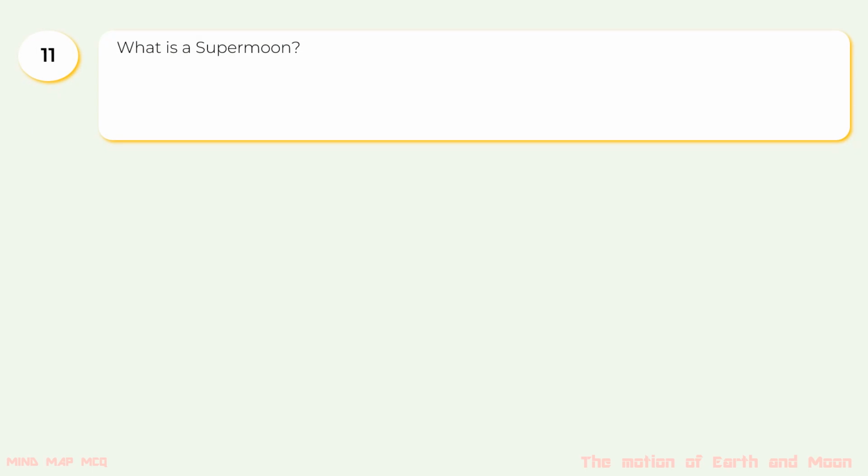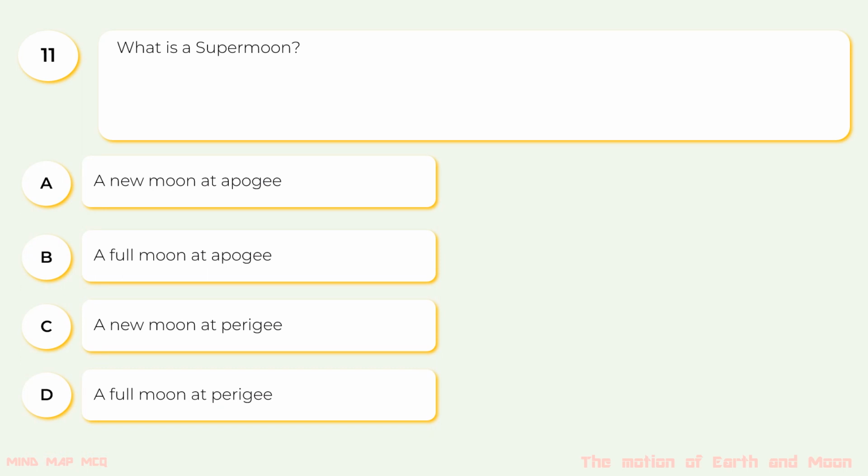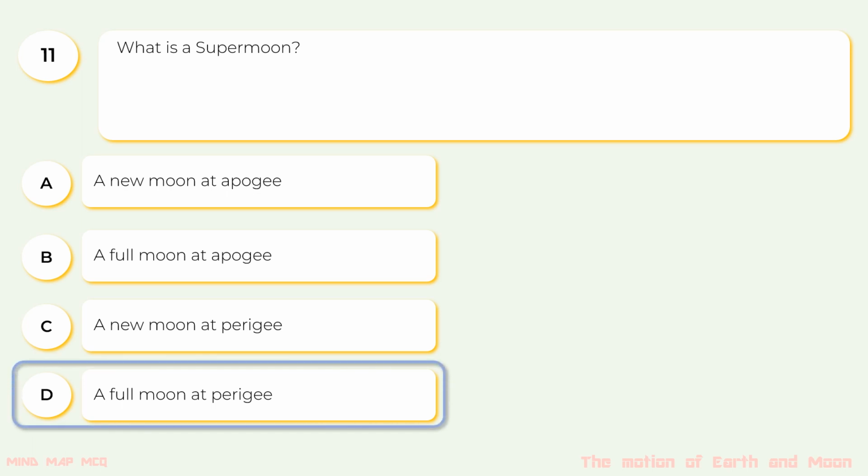11. What is a supermoon? A. A new moon at apogee, B. a full moon at apogee, C. a new moon at perigee, D. a full moon at perigee. The correct option is D, a full moon at perigee.